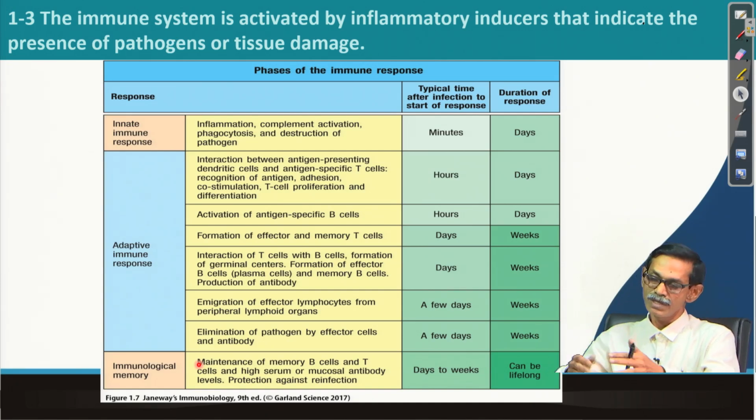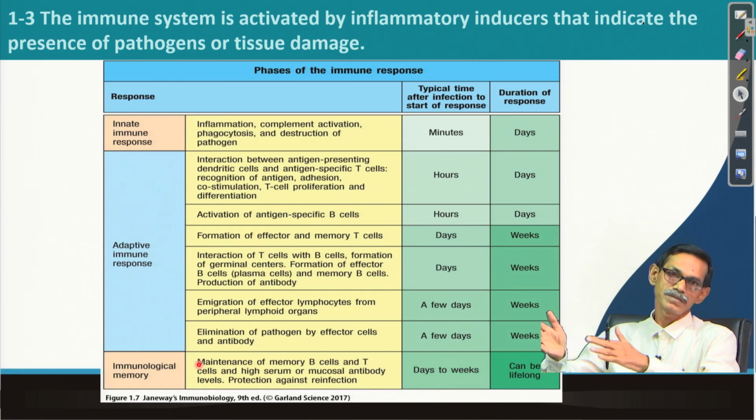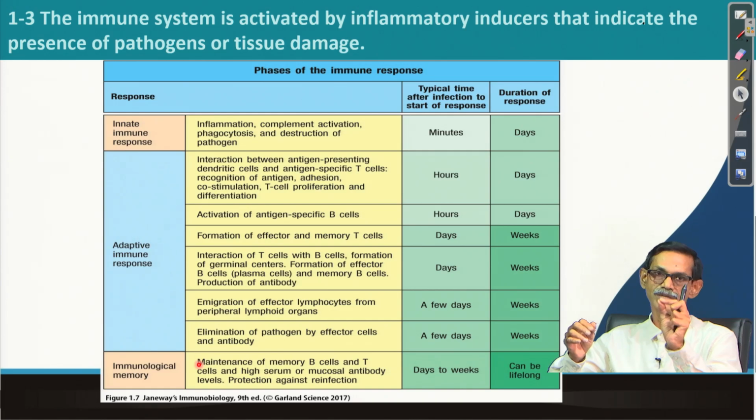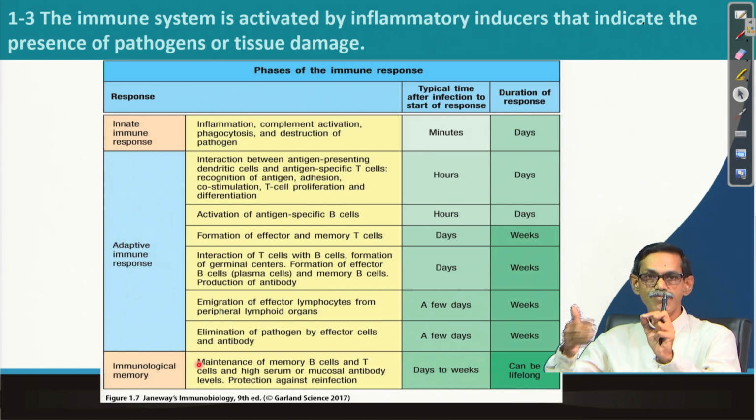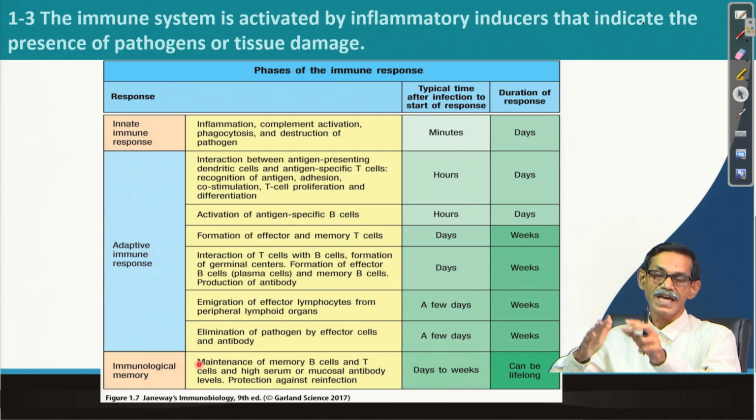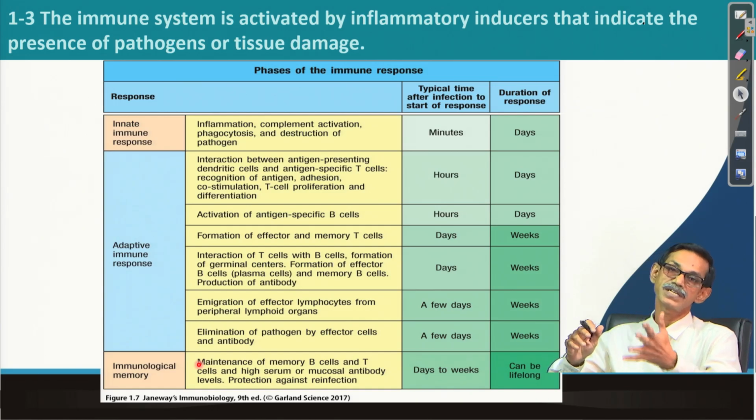Antibody production normally takes 6 to 7 days. If the first day of infection is day 0, then antibody production takes 7 days. But if the same pathogen attacks a second time, it will take only 3 to 4 days or even less than that. So, the memory cells help, and in many cases this memory may be lifelong.